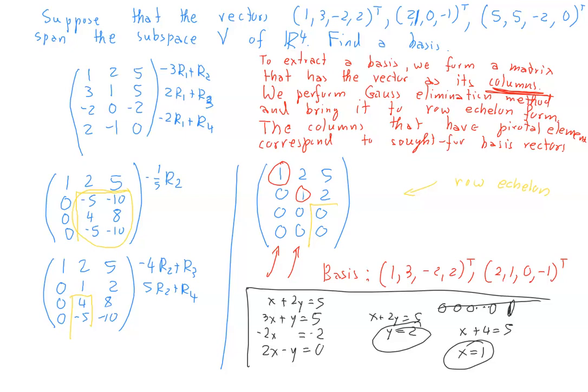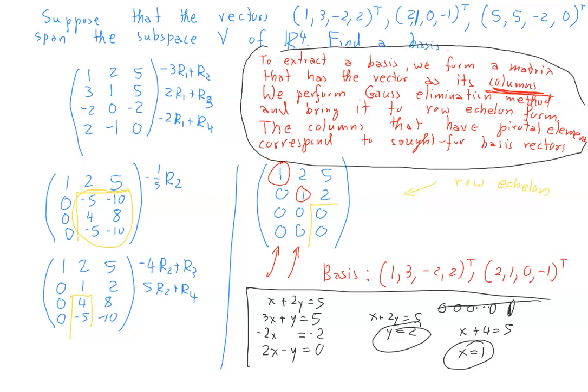Isn't that what I said right here? Please read it again. We need to read, right? It said, to extract a basis, we form a matrix that has the vectors as its columns, right? Okay, we did that. We perform Gauss elimination method and bring it to row echelon form. We did that. Here's your row echelon form, right?